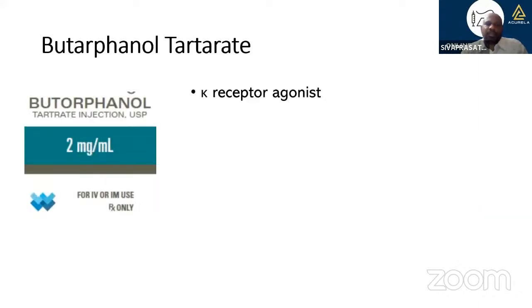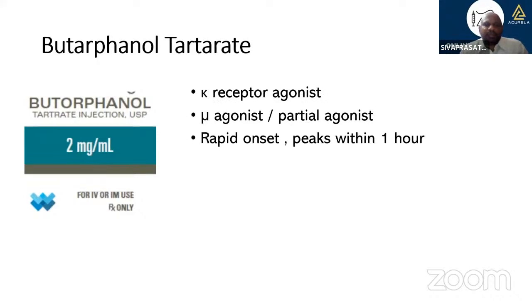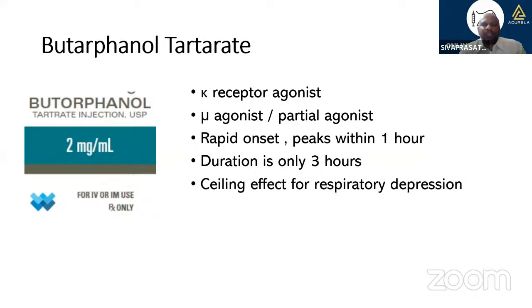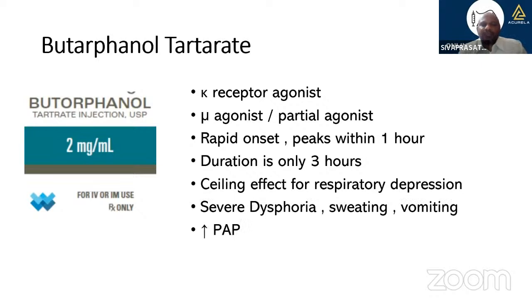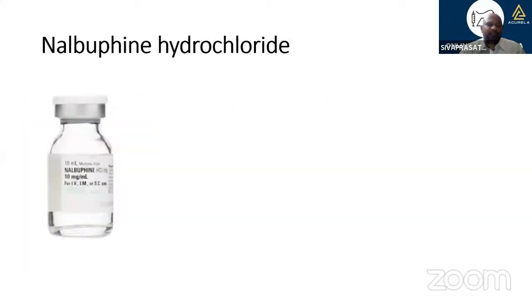Coming to butorphanol, this is also a kappa receptor agonist and a mu antagonist. It has got a rapid onset and peaks within 1 hour, but the duration is only 3 hours. Excellent drug for giving in the postoperative period. This drug also has got a ceiling effect of respiratory depression. This also stimulates the sympathetic system. The characteristic feature is that it decreases the pulmonary pressure. There have been reports of patients developing pulmonary edema after butorphanol tartrate injection intramuscularly in the postoperative time.